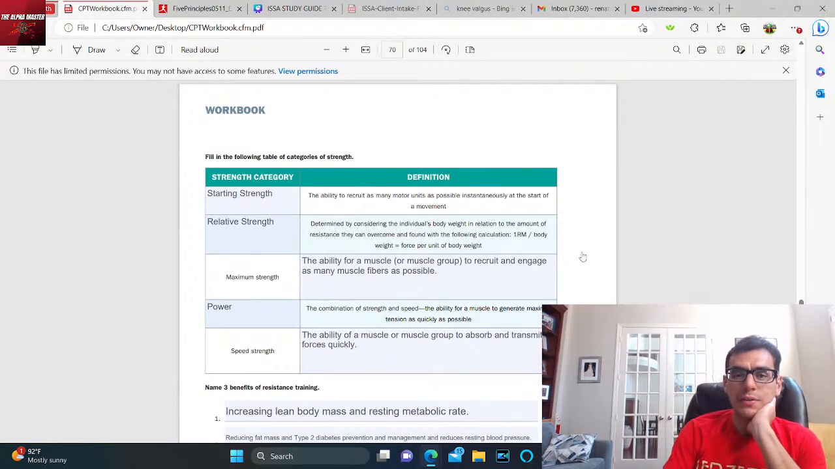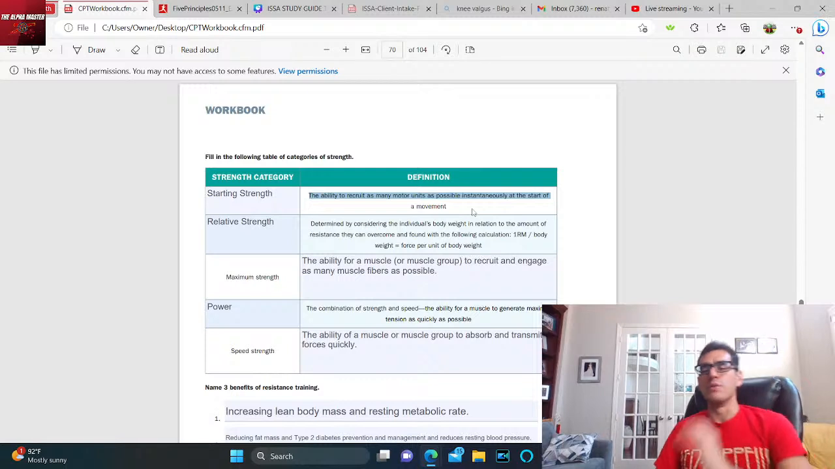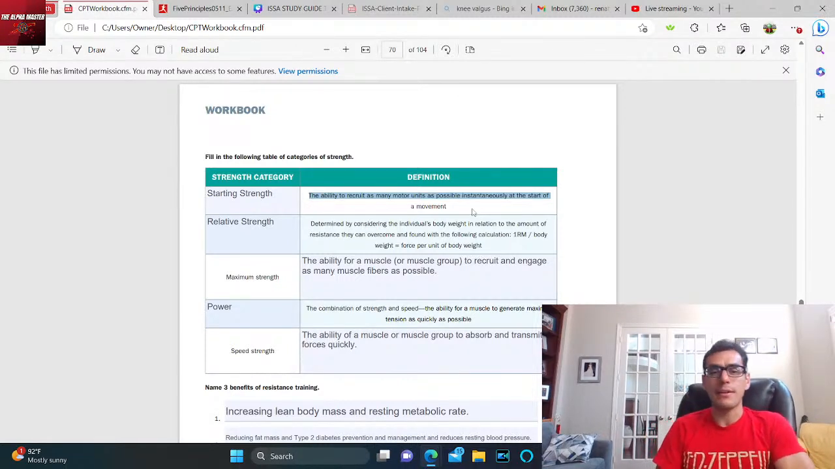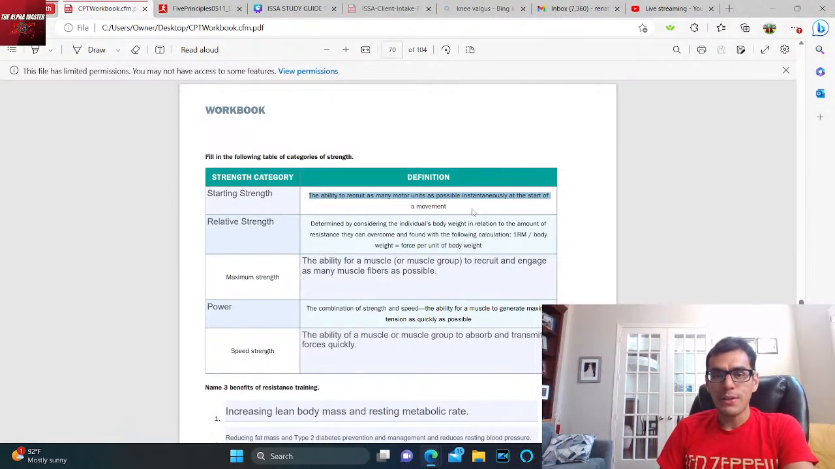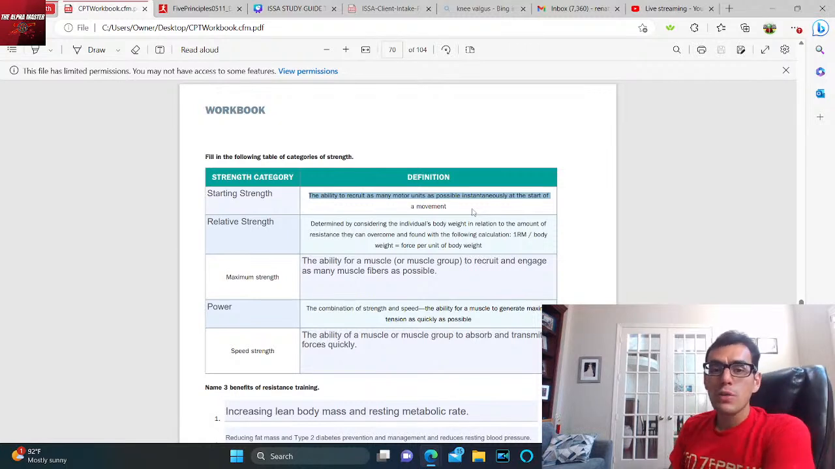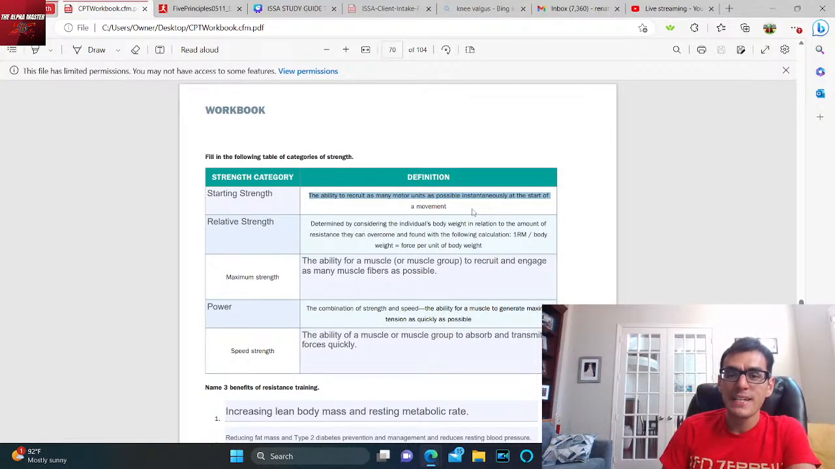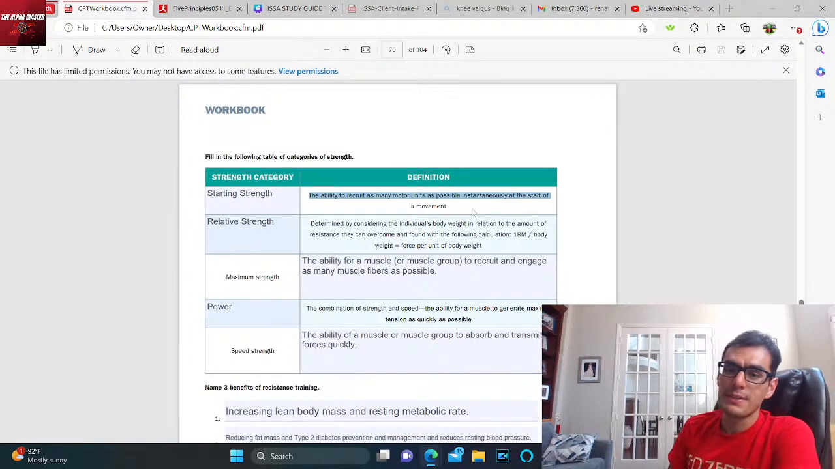Starting strength is the ability to recruit as many motor units as possible instantaneously at the start of a movement. That's starting strength, where you instantaneously start.